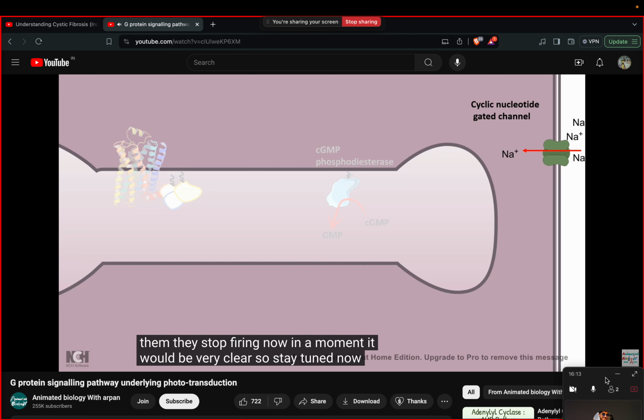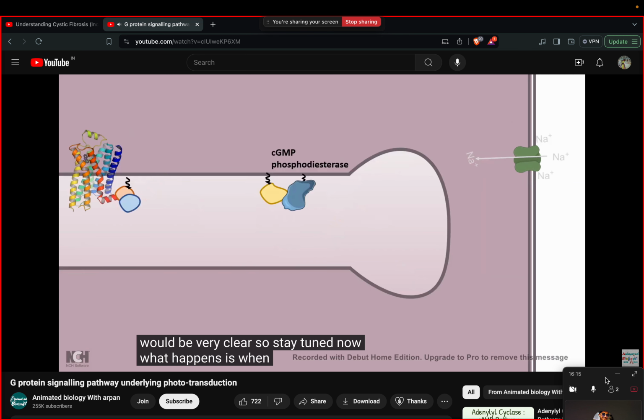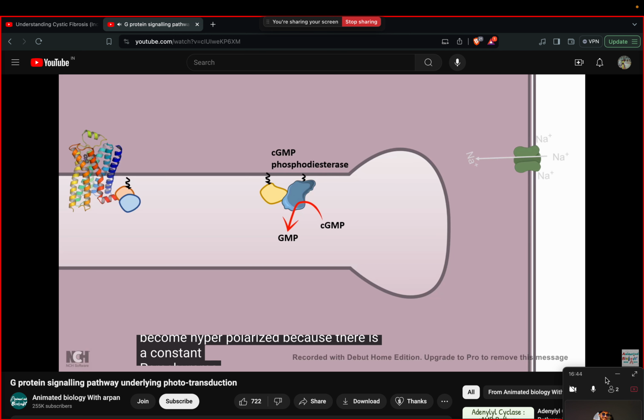So stay tuned. Now, what happens is when cyclic GMP is actually degraded to only GMP by the action of phosphodiesterase, the level of cyclic GMP falls down. As a result, the cyclic GMP gated channels are no more pumping sodium inside the cells, right? Now what happens is the cells become hyperpolarized because there is a constant potassium outflux. So the inner side of the cell is becoming more negative.